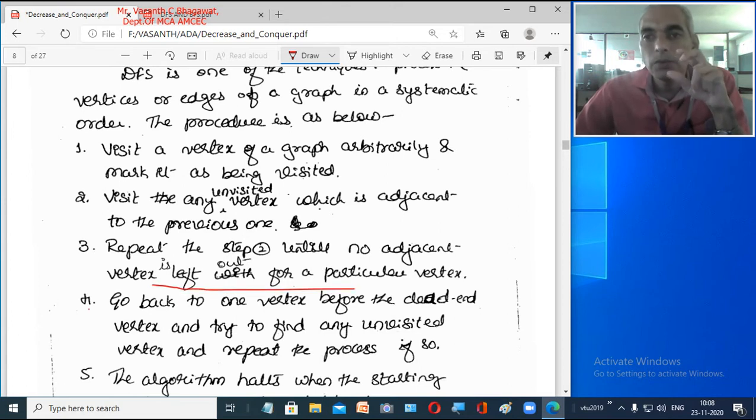So once you find that you don't have any adjacent nodes which are not visited, then it indicates that you have reached a dead end. So then what we do, go back to one vertex before the dead end vertex. Since you have reached the dead end, you backtrack, right? You go back and try to find any unvisited vertex. If you find one, you once again start the same process.